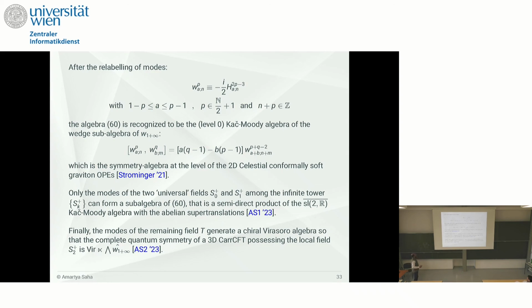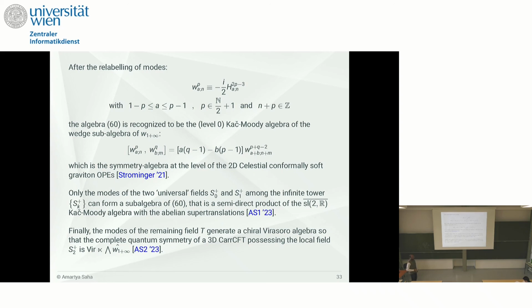Okay, so there is a sub-algebra of this whole H algebra or W algebra, and those are generated by the modes of the two universal fields S0 plus and S1 plus. Universal in the sense that since they are built from the Carrollian stress tensor, they exist in all Carrollian CFTs. So from the modes of these two fields, we have a sub-algebra of this W1 plus infinity, and that is the semi-direct product of the SL2 Kac-Moody algebra with the Abelian supertranslation.